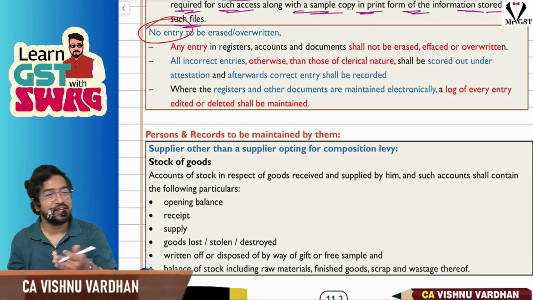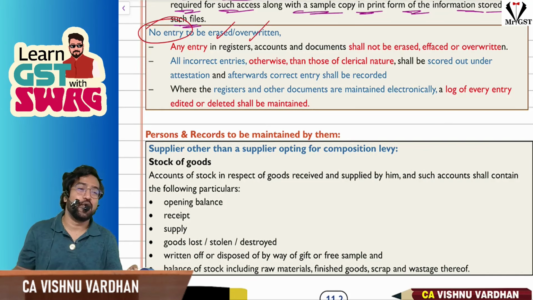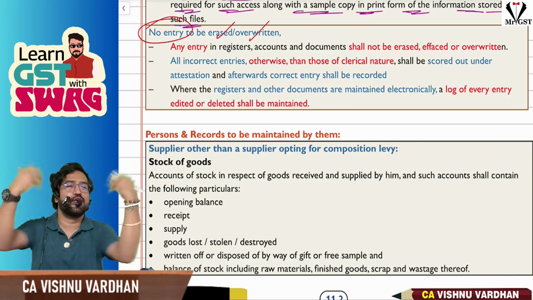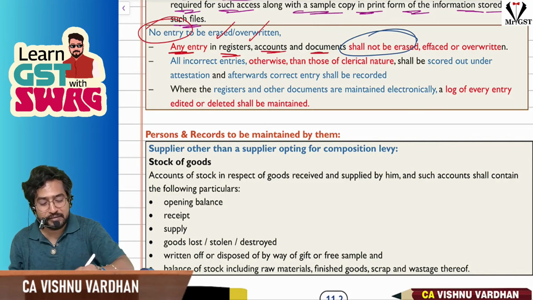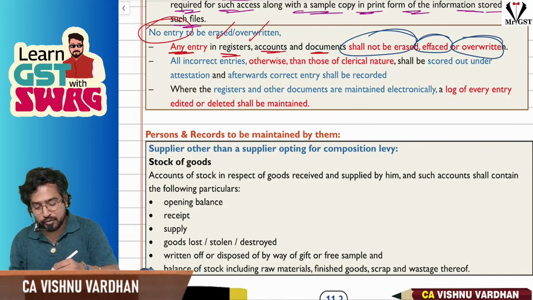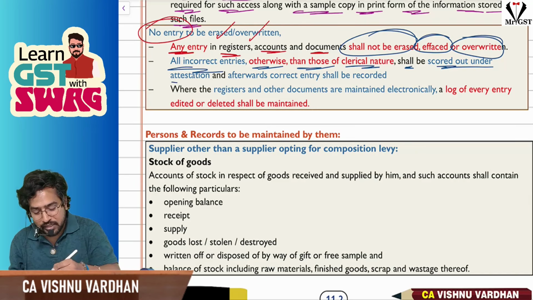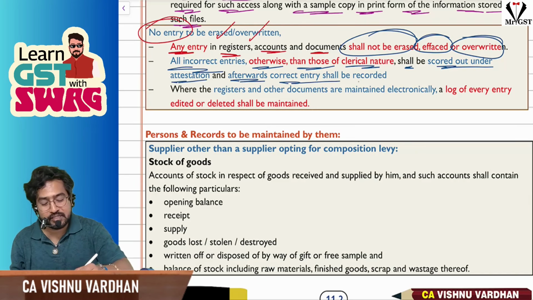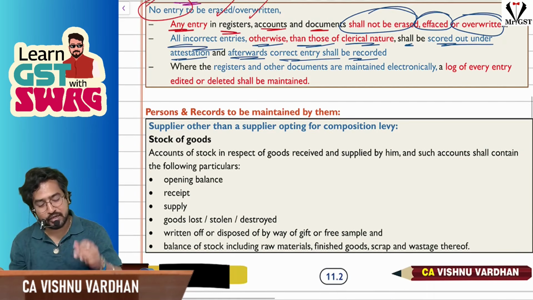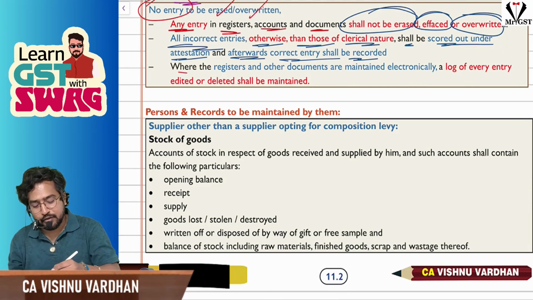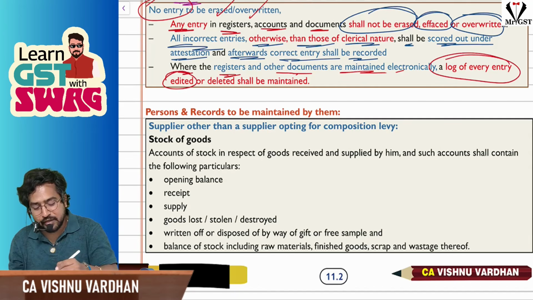Fine, leave it. Have you followed this in your life? No entry erased or overwritten, sir. Books of accounts themselves will be overwritten, sir, fully. Okay. Any entry in registers, accounts, and documents shall not be erased, defaced, or overwritten. Oh my God! All incorrect entries, other than those of clerical nature, shall be scored out under attestation. And afterwards, the correct entry shall be attested under the authorization of the proper person, CFO or director or something like that. Okay, and where registers and other documents are maintained electronically, a log of every entry.